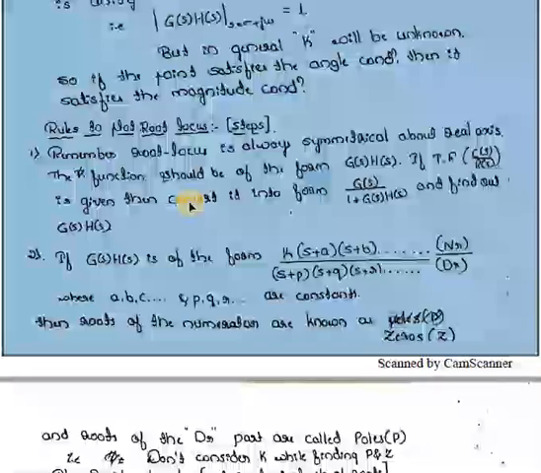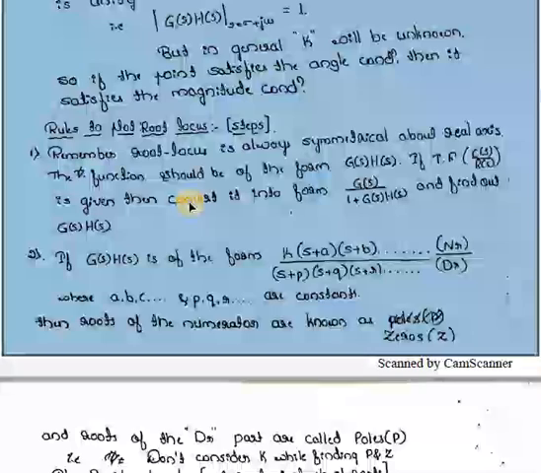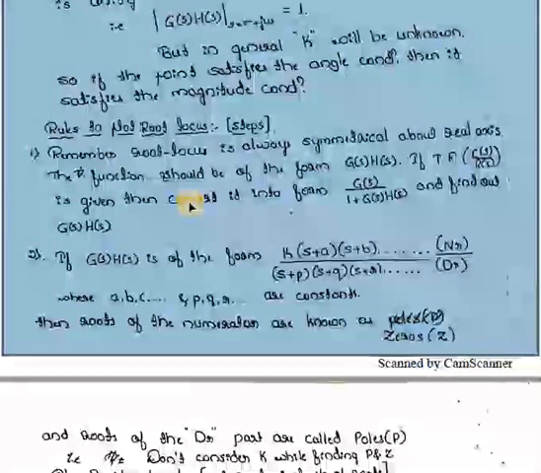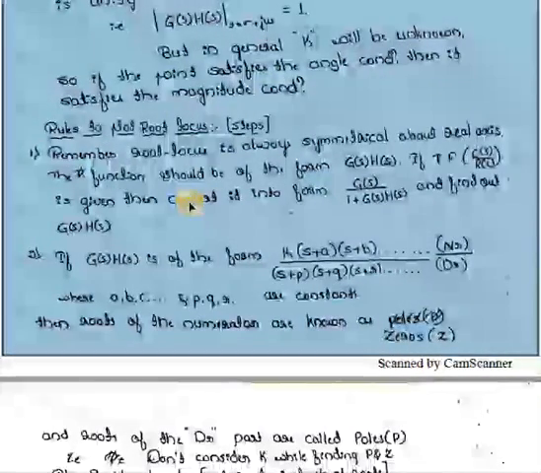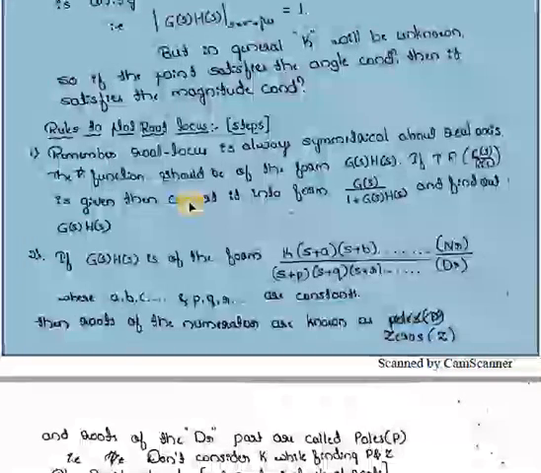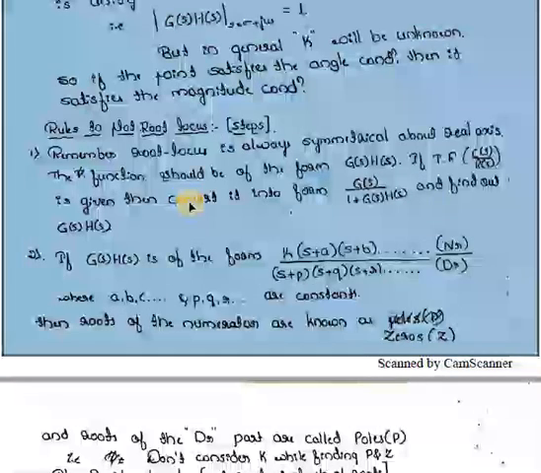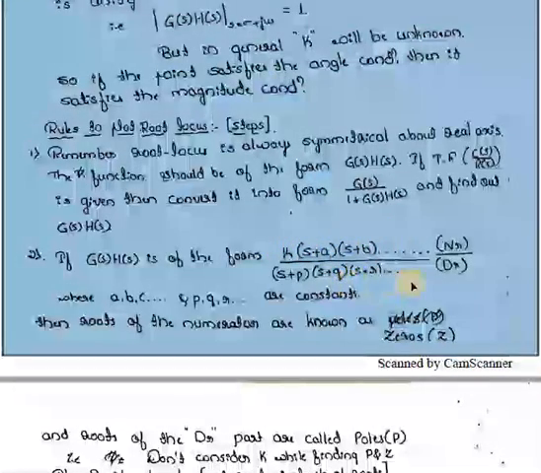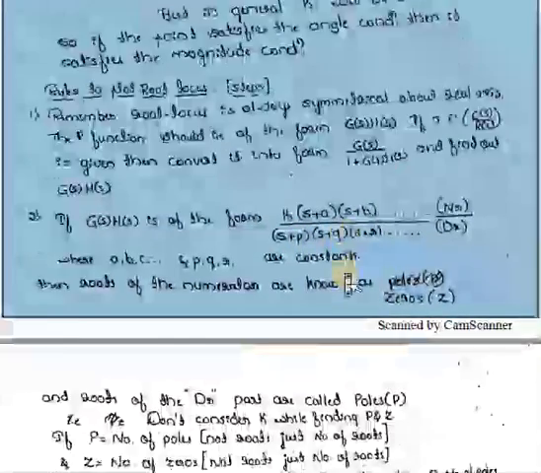The second one is, if G(s)H(s) is of the form K into (s plus a)(s plus b) in the numerator, divided by (s plus p)(s plus q) and so on in the denominator, where a, b, c and p, q, r are constants, then the roots of the numerator are known as zeros and the roots of the denominator are known as poles. Whatever roots you get from the numerator terms are zeros, and whatever roots you get from the denominator terms are called poles.